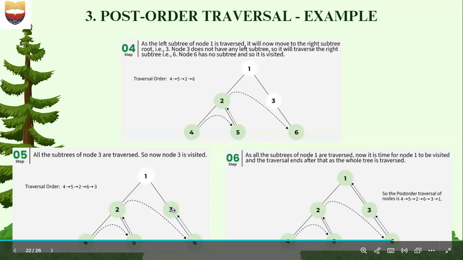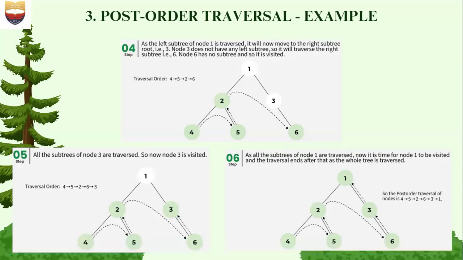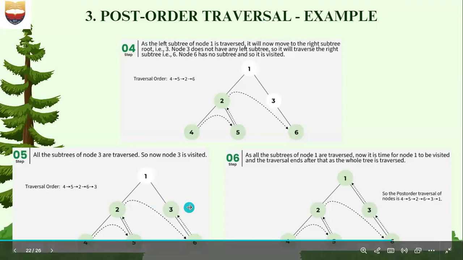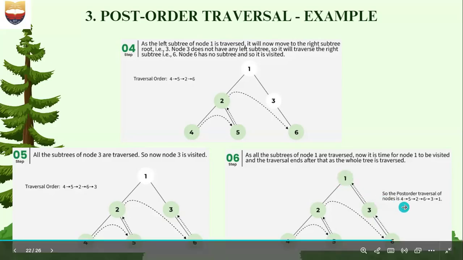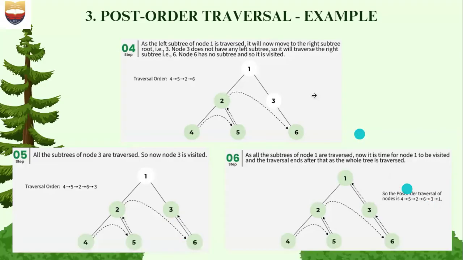And now we have completed traversal on both the left as well as right subtrees. So in step 6, we have come to the root node. And finally, the root node is also visited. Therefore, the resultant order is 4, 5, 2, 6, 3, 1. Right? This is the output of post-order traversal on this particular tree.